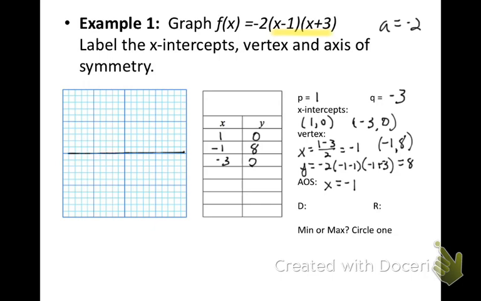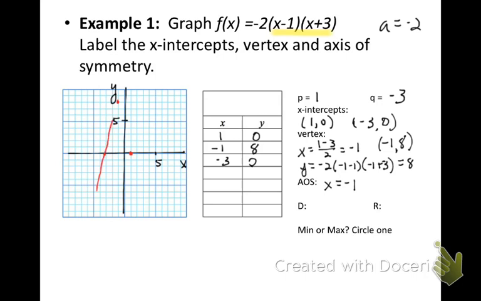Alright, be sure and draw and label your x and your y axis, and then label a scale. You'll need to do this to get full credit when you're doing your unit exam. I'm going to graph in red. So I've got the point (1, 0), (-1, 8), and then (-3, 0).